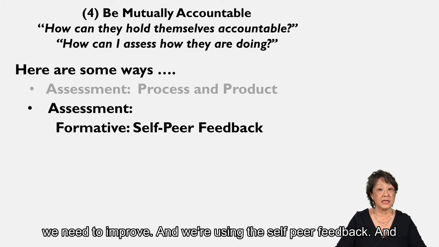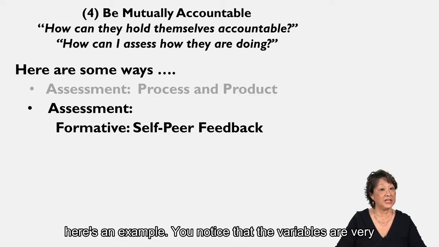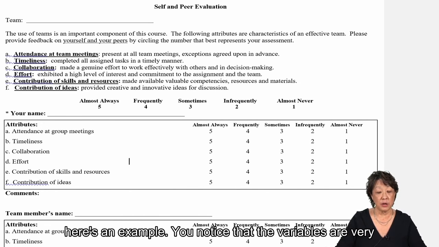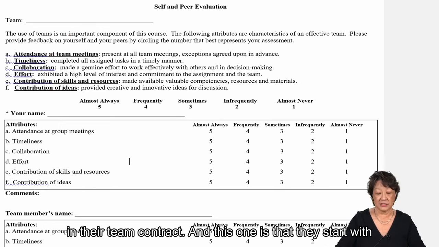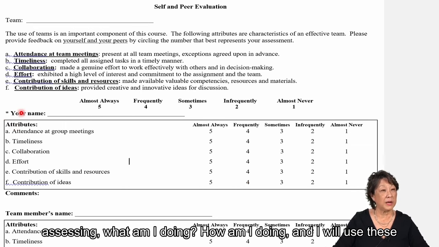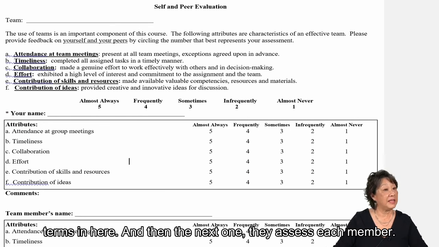And we're using the self-peer feedback. And here's an example. You notice that the variables are very familiar because they're the same ones that the students used in their team contract. This one starts with them assessing, what am I doing? How am I doing? And I will use these terms in there. And then in the next part, they assess each member.